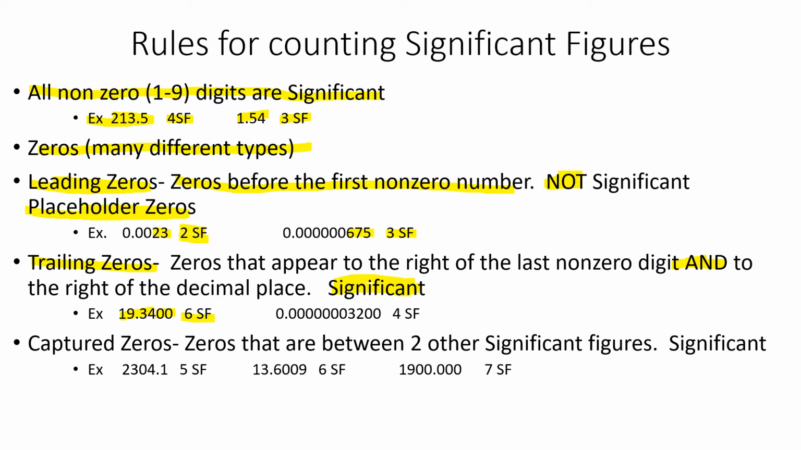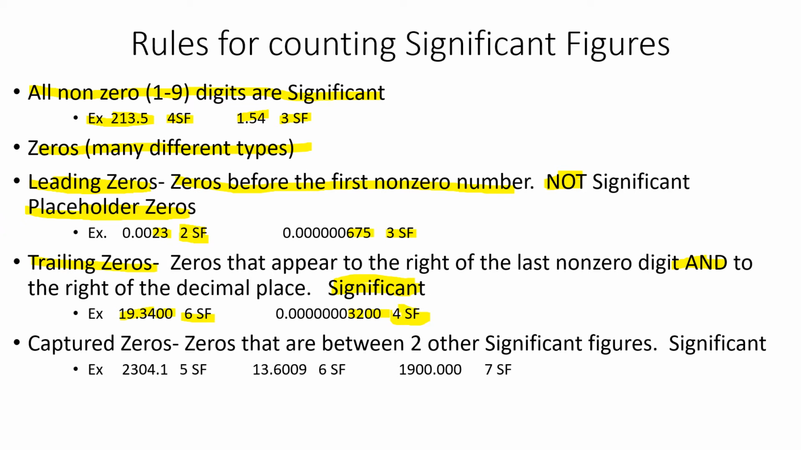If we look at another example, 0.00000003200, here I have a mixture of some leading zeros. All the front zeros are leading zeros. Those are not going to be significant. We know the 3 and the 2 will be significant. These two zeros are trailing zeros, so I'm going to have a total of 4 significant figures in that number.